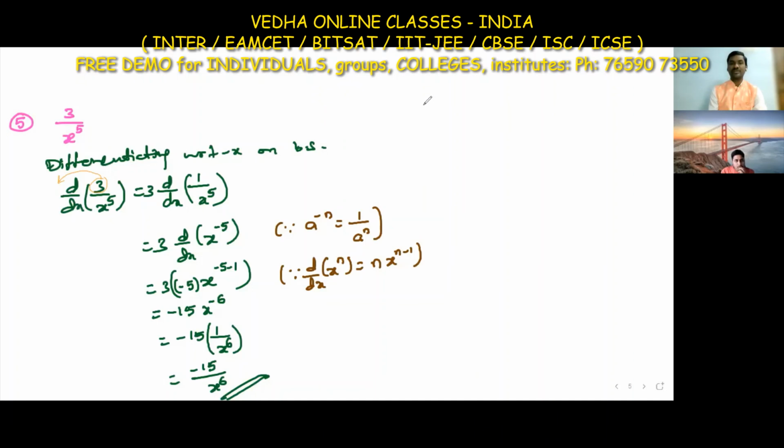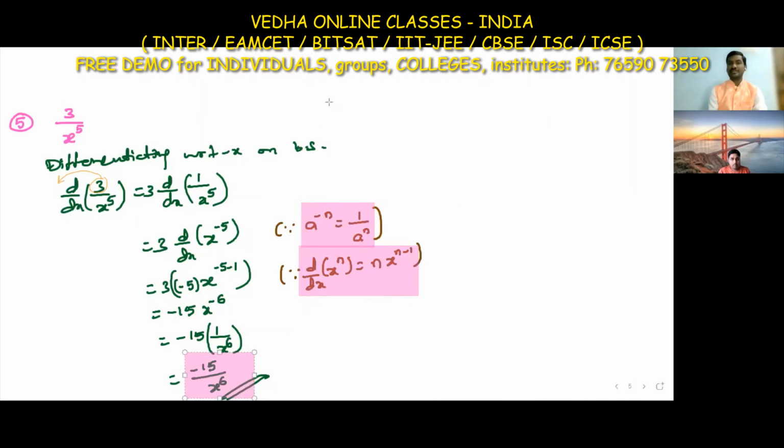So what formula we used here? Here we used the general formula, that is a power minus n is equal to 1 by a power plus n, and d by dx of x to the power n is equal to n into x power n minus 1. That's it. This is the required solution.